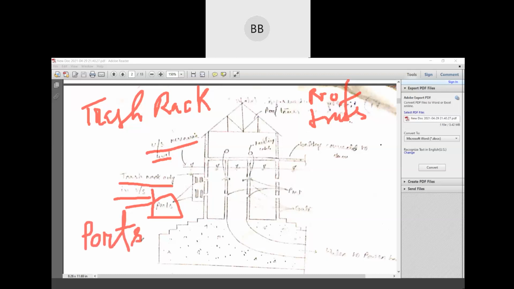Here also, these are ports. These openings you have seen here, these are also openings. All of these are ports below the roof truss. This is the hoisting cable. And then this is the bridge connected to the dam.